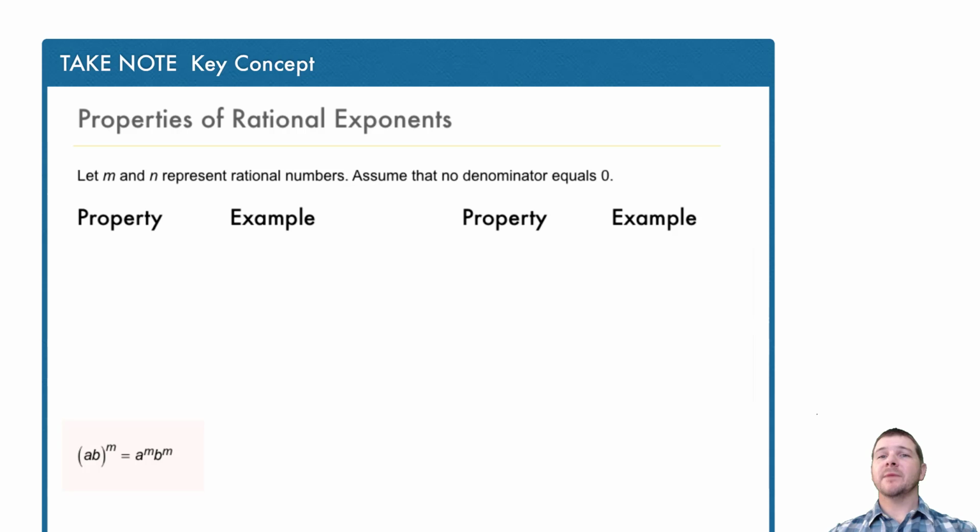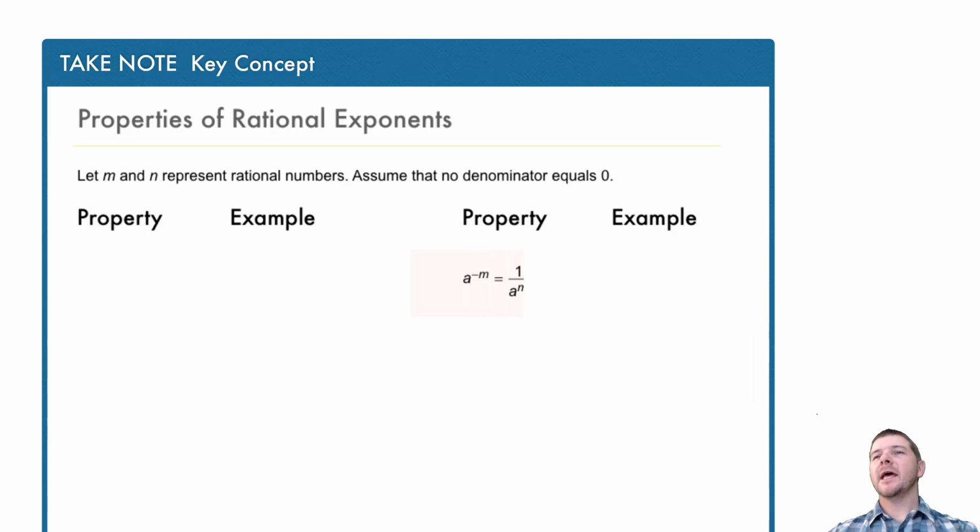Next, a times b raised to the m power equals a to the m power times b to the m power. For example, 4 times 5 raised to the 1/2 power equals 4 to the 1/2 times 5 to the 1/2, and that equals 2 times 5 to the 1/2 power.